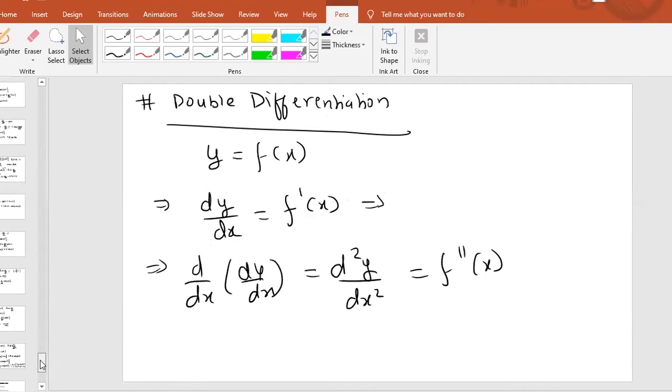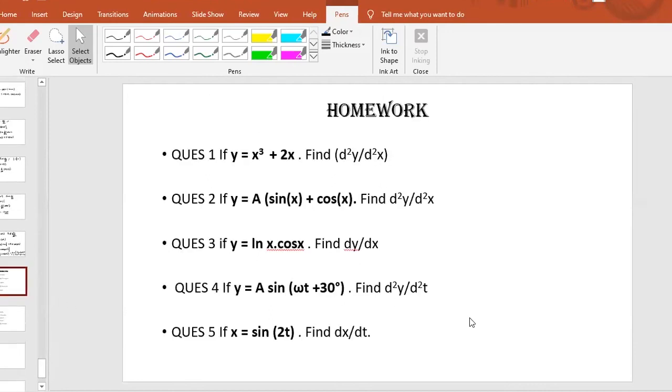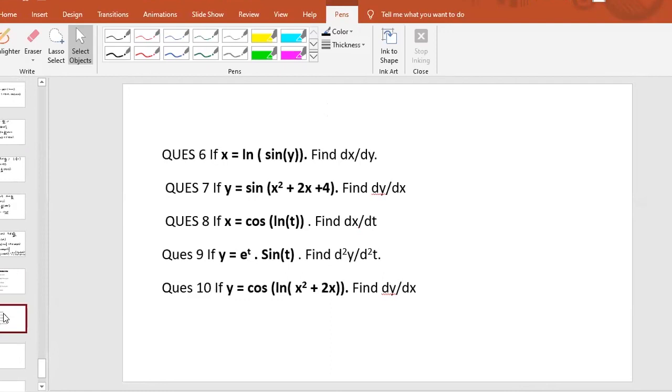Homework, you can see the homework slide. Any doubt in whatever I taught you? Okay, so we have 10 problems. We'll discuss them in the next class.